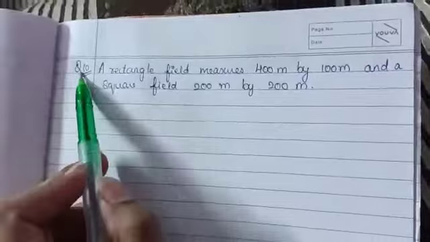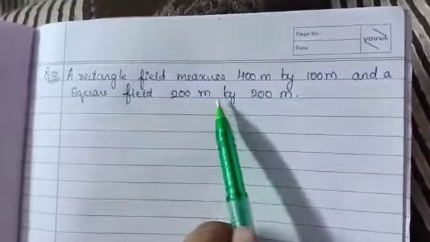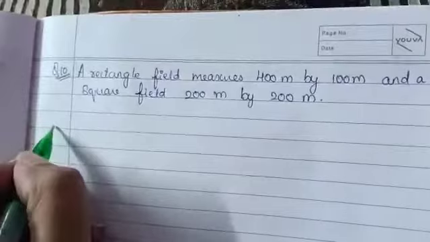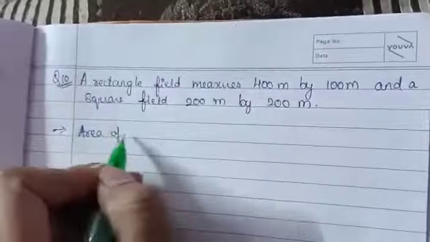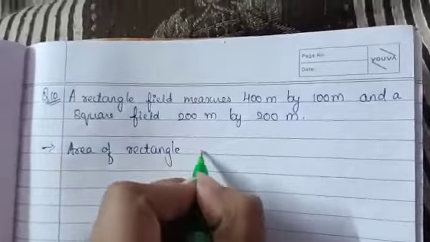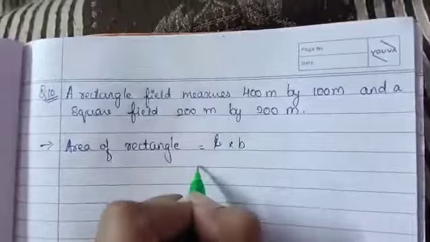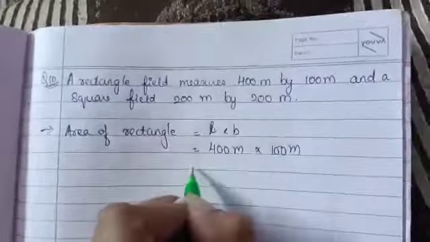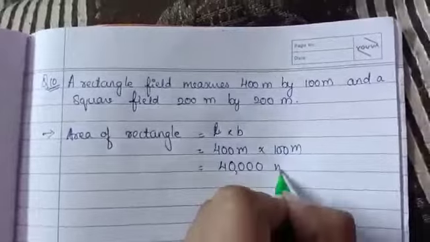Now we will go to question number 10. A rectangular field measures 400 meter by 100 meter and a square field 200 meter by 200 meter. So here again we have to compare. First of all, what should we do? We should start by finding the area of the rectangle. First we will write down the formula. That is L into B. So length is 400 meter multiplied by 100 meter. Now 4 ones are 4 and 1, 2, 3, 4 zeros are there. Okay, so 40,000 square meter.